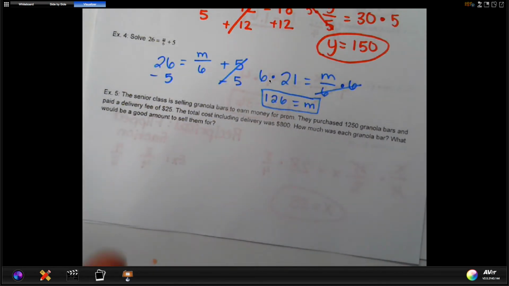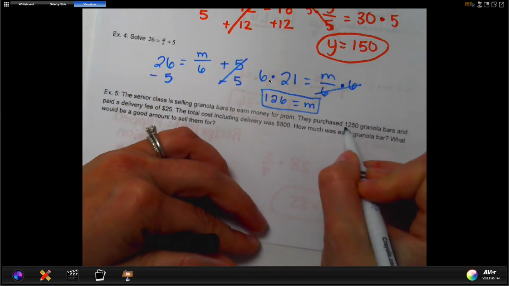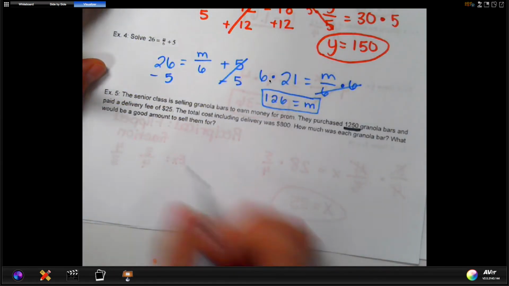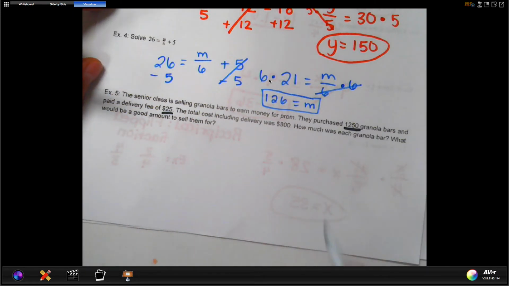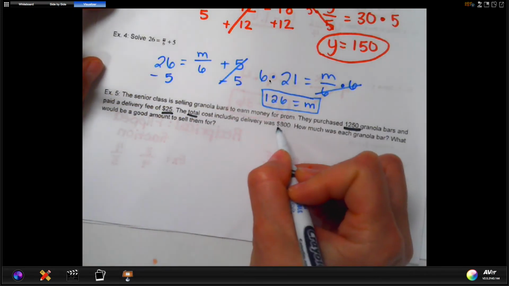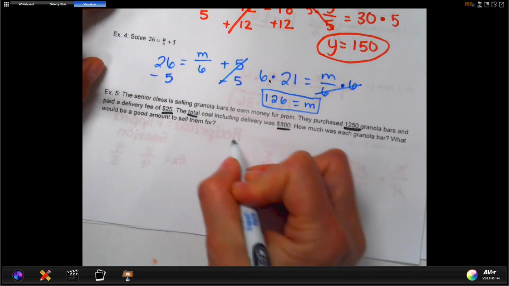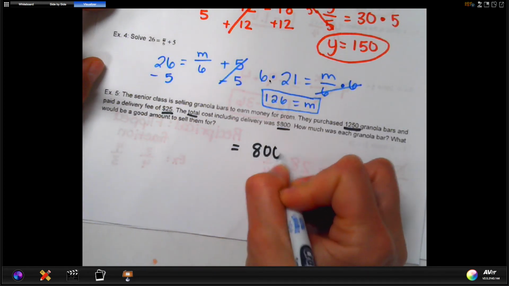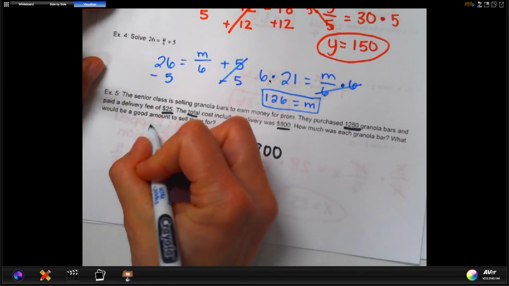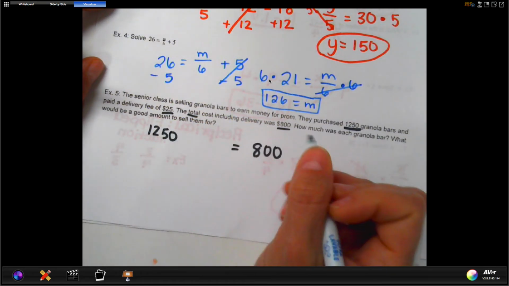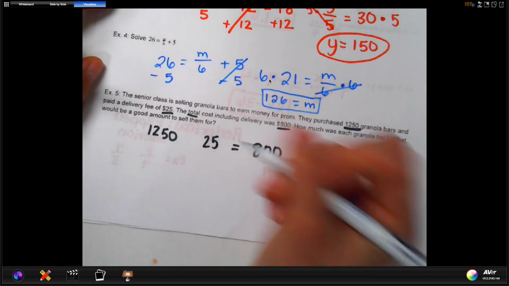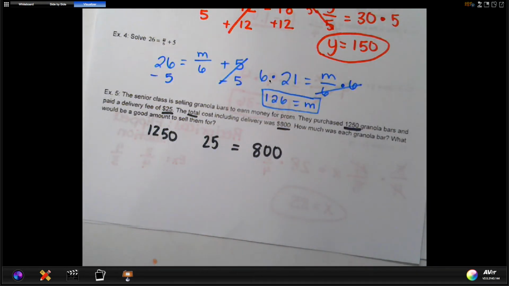Okay, so when doing story problems, you want to make sure that you identify your most important information. So 1,250 granola bars, a delivery fee of $25, and a total of 800. The word total tells me that it's going to equal 800. And I know I'm going to use my 1,250 granola bars and my 25 here. The question is, which one of these should get our variable? Let's think about this. $25 was a set cost.